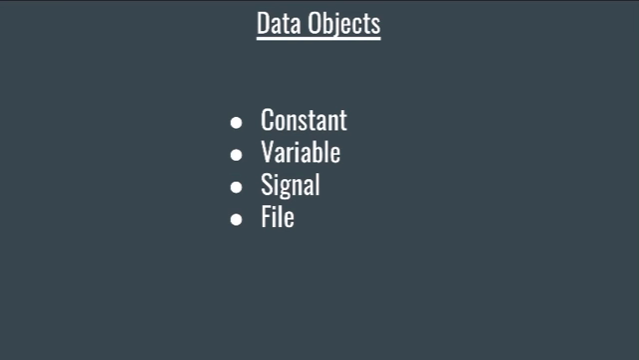And next we have a signal. A signal holds a list of values that includes the current value of the signal and a set of possible future values that are to appear on the signal. And next we have the file. The file class contains a sequence of values. The values can be read from or written to the file using read and write procedures. These are the data objects which we see.